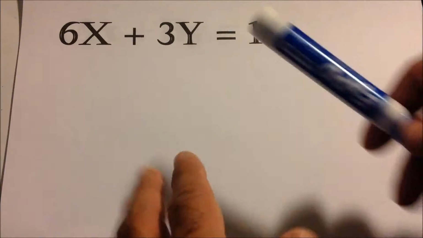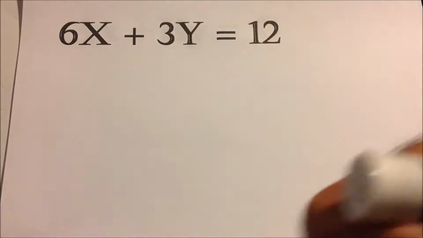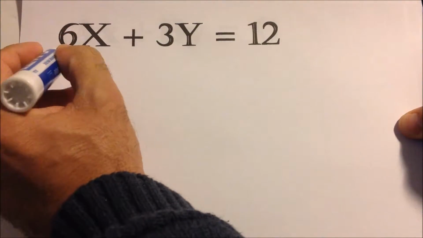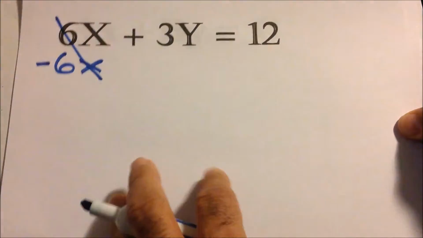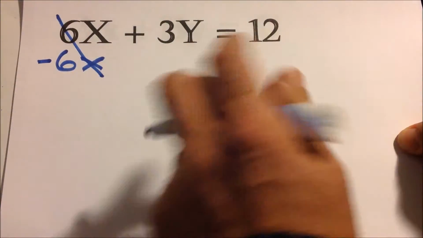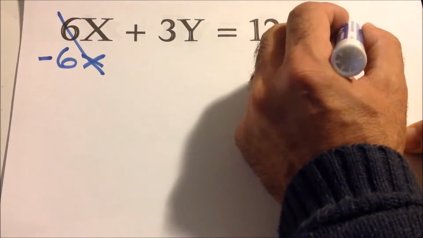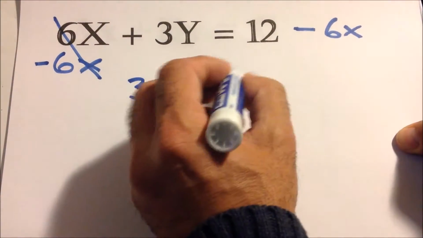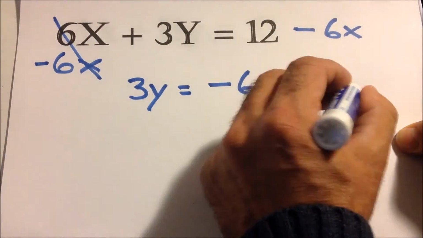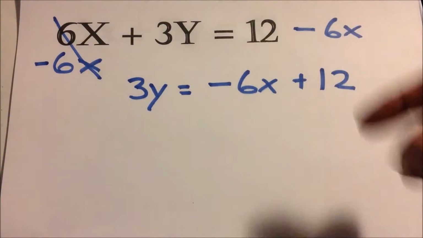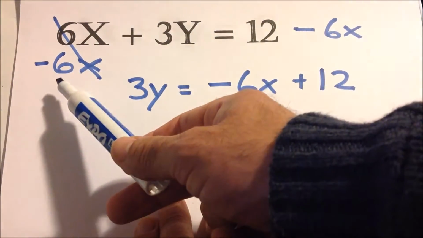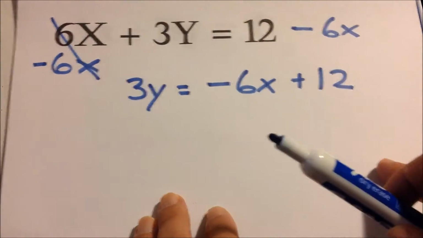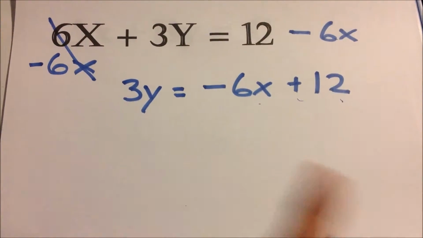What we want to do is make sure that the y is by itself. To do that, we have the x in the way, so I'm going to minus the 6x. We want the x out of there, and we'll bring it to this side. So now we have 3y equals negative 6x plus 12. Now you're saying, well, where'd that come from? I thought it was 6x. Well, we minus the 6x. Whatever we do to one side, we do to the other side. 12 minus 6x can also be written as negative 6x plus 12.